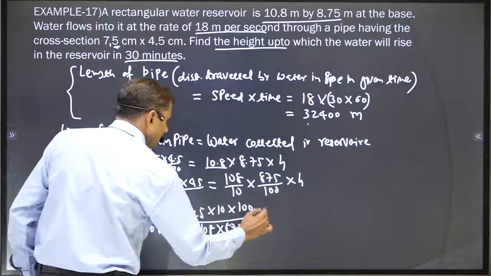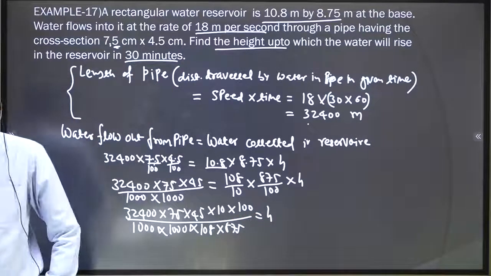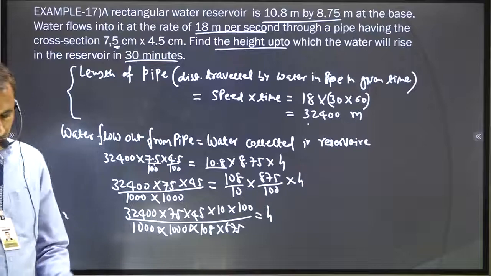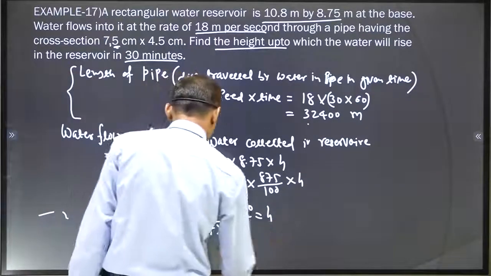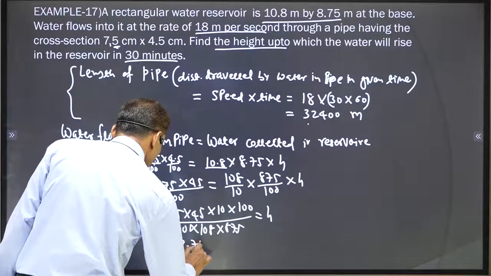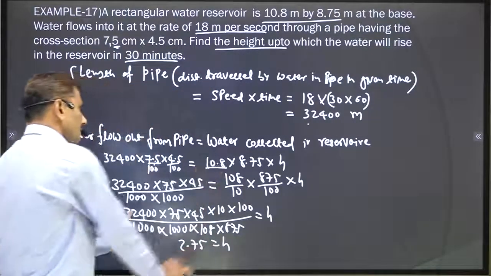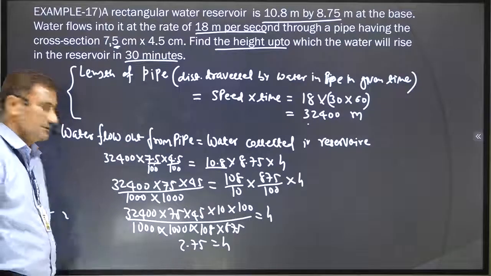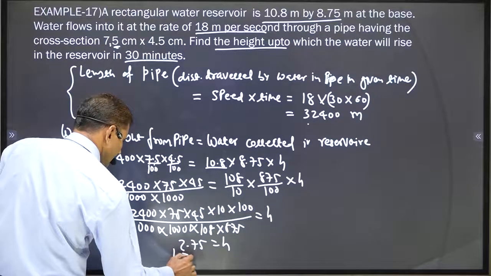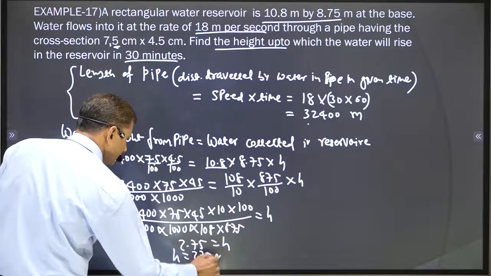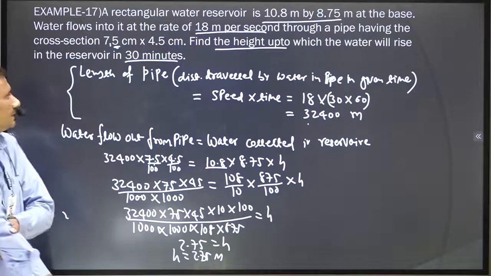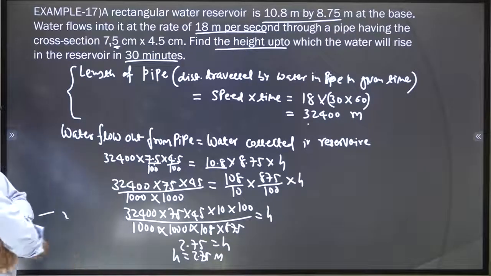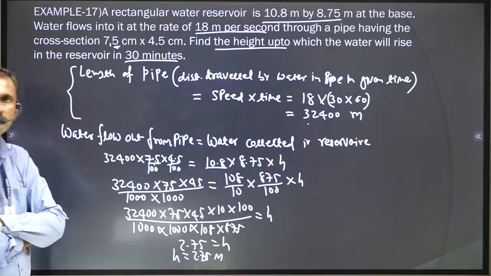The expression is quite long, but you can find the height. I'm not calculating here, but you just try it. It may be 2.75 meter, because everything is in meter now. So the final answer will be in meter. Okay. So at last you systematically write 2.75 meter. Then give the statement: up to 2.75 meter, water will rise in the reservoir in 30 minutes.